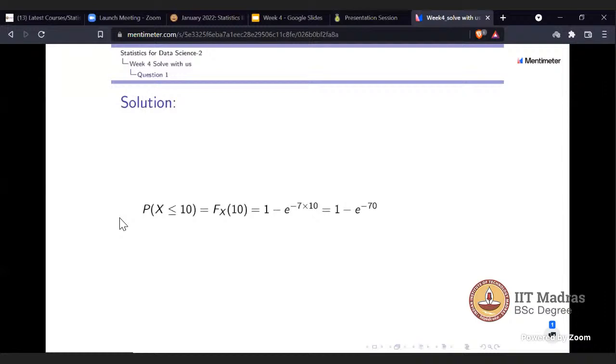So F_X(10) we can write as P(X ≤ 10). We can write it as F_X(10), right? So F_X(x) is already defined, and so the correct answer will be 1 minus e to the power minus 70. Is it clear? Yes, ma'am. Thank you, ma'am.